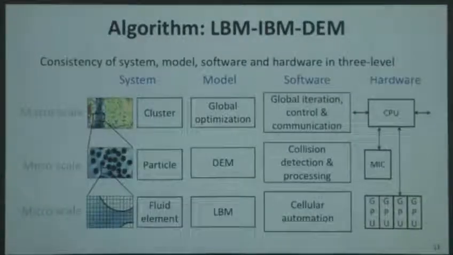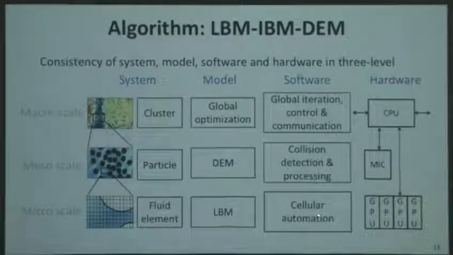So these are the... then, how can we organize this computation in a more efficient way? We analyzed that in this simulation we have three kinds of operations. One is the global iteration, control and communication. This is more complicated, but it still has very little computation. Then there is the collision detection and processing for the DEM part. And at the bottom is the cellular automata type calculation of LBM, and this takes a lot of computational power.